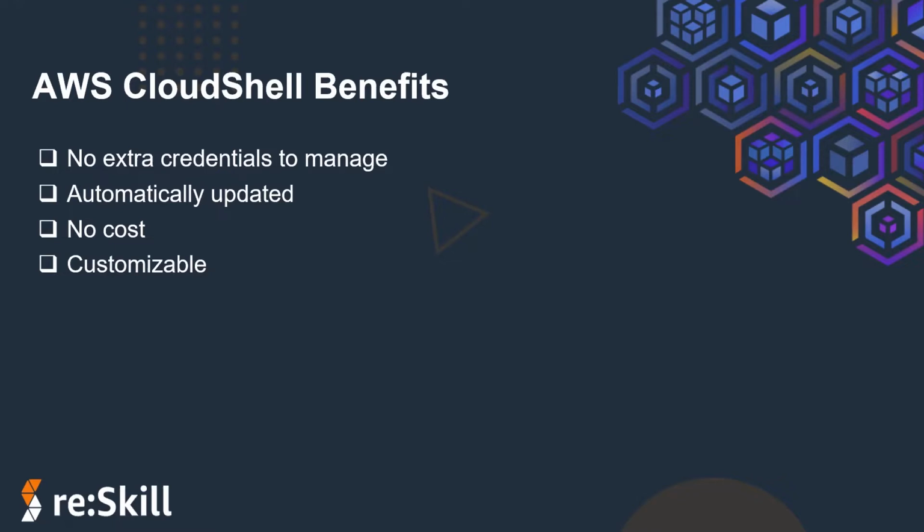And the last one is customizable. With 1 GB of persistent storage per region, you can store scripts, files, configuration preferences, and additional tools in your home directory. You can begin working immediately without customizing your environment every time you use the shell.